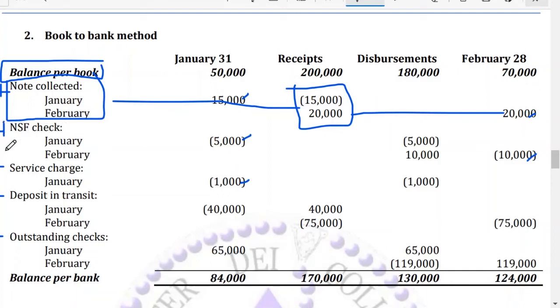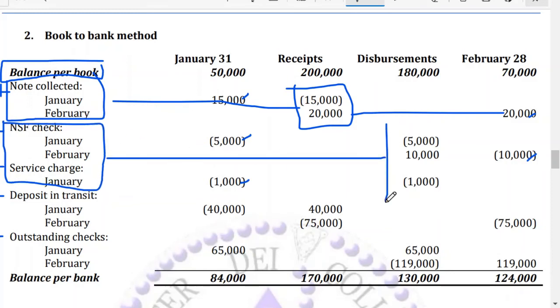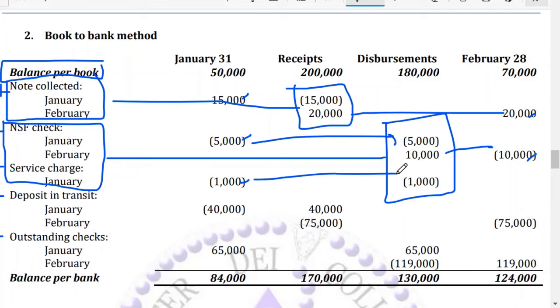Next, NSF check and service charge. Where do we put them? We put them in disbursements. Okay? Again, if they are far apart, same sign. If adjacent, opposite sign. Far apart, same sign. Okay? But not at all times. Ma'am, does it work at all times? Most of the time, but not always.